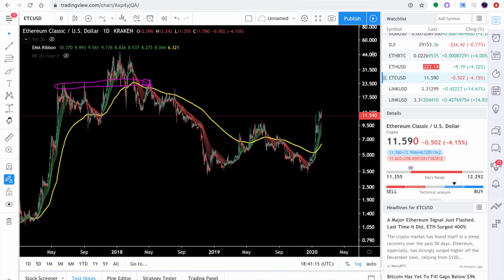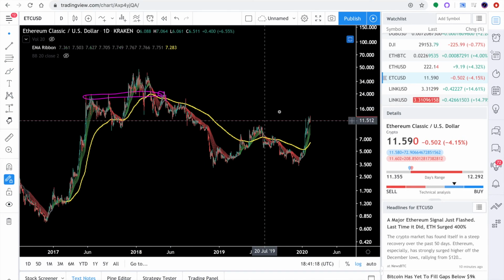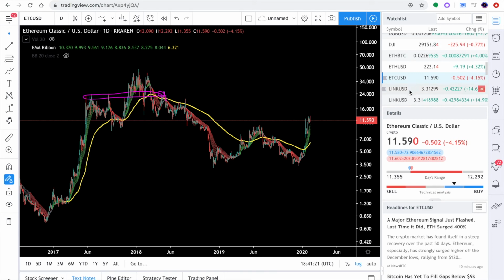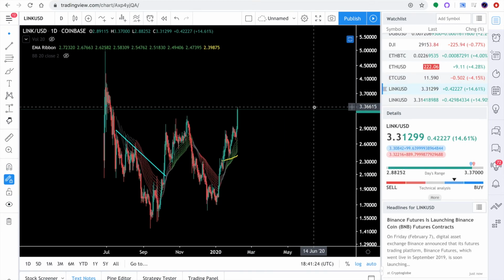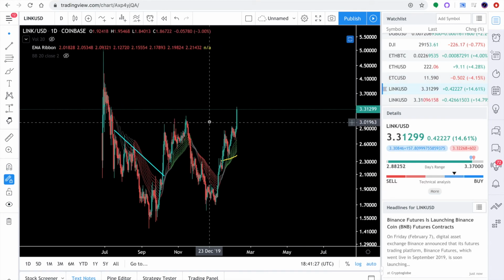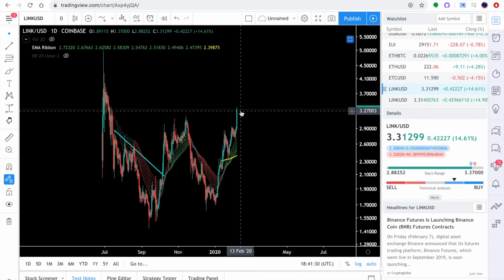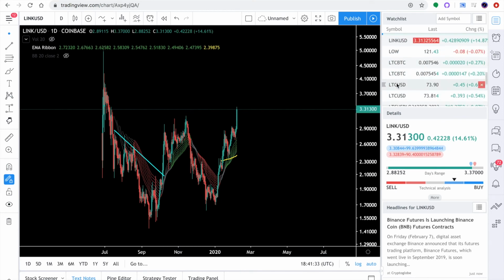ETC is like a dark horse of mine. I really think that can actually even outperform Ethereum in the future. So that's doing pretty well. Link has a crazy candle today, nearly 15%. That broke out above these highs. So we're making new higher highs now, which is good for Link.